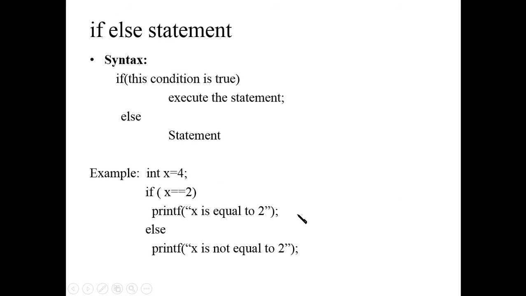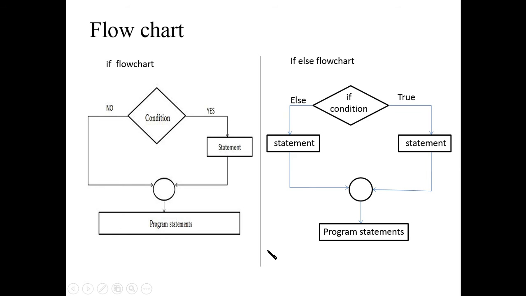Next is the if else statement. The syntax of the if else statement is: if the condition is true, execute the if part of the statement, else execute the else part of the statement. For example, x value is initialized to be 4. If x is equal to 2, print x is equal to 2, else print x is not equal to 2. The flowchart of if and if else is as follows.